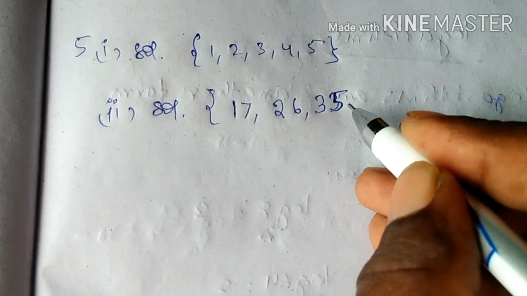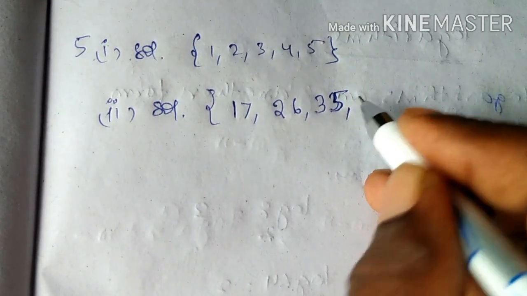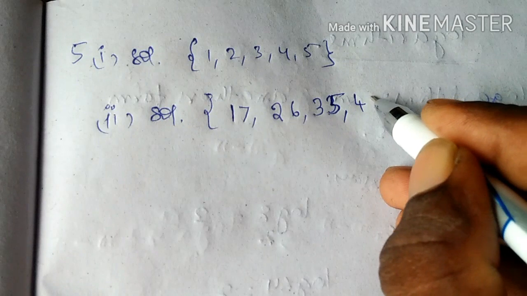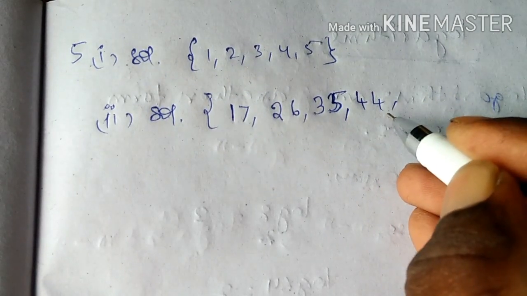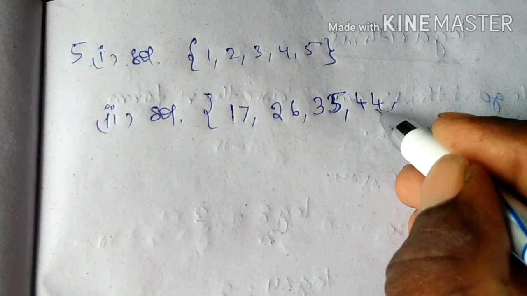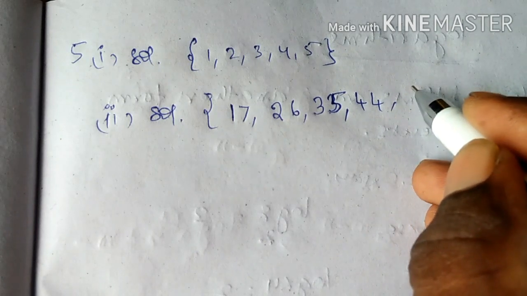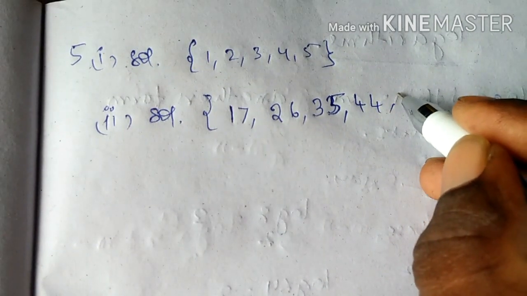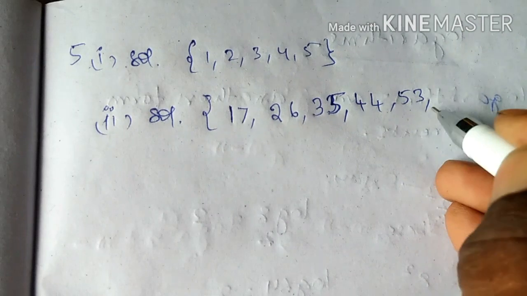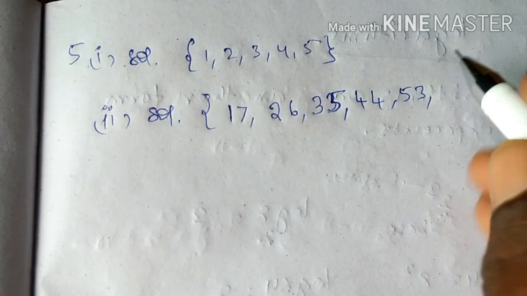3 plus 5 is 8. Next, 4. 4 and 4, 44. If you add 4 plus 4, it is also 8. Next, 5. 5 plus 3 is 8. Next.